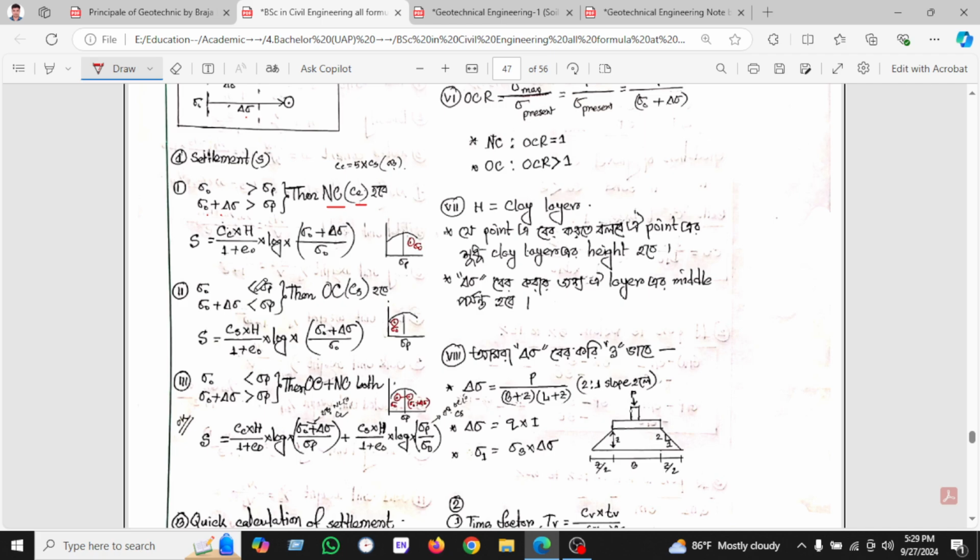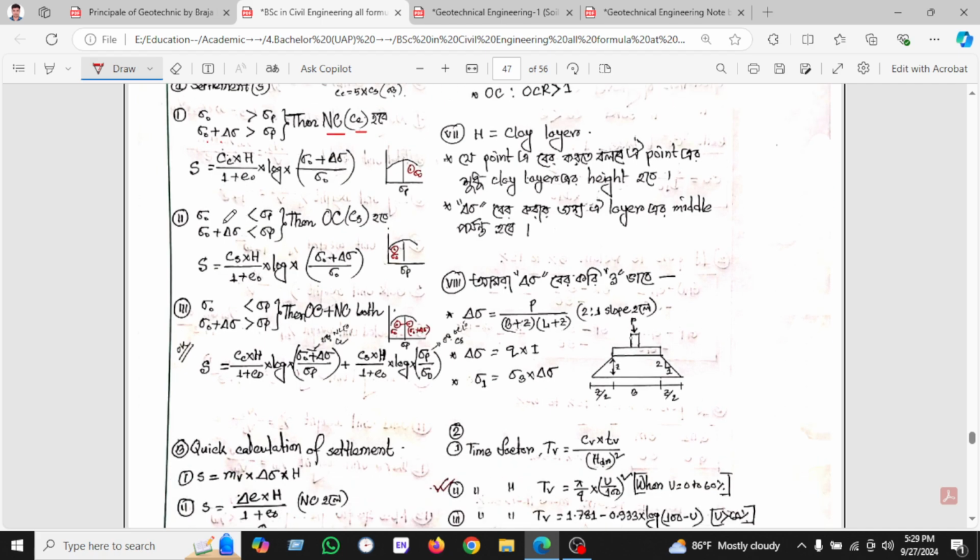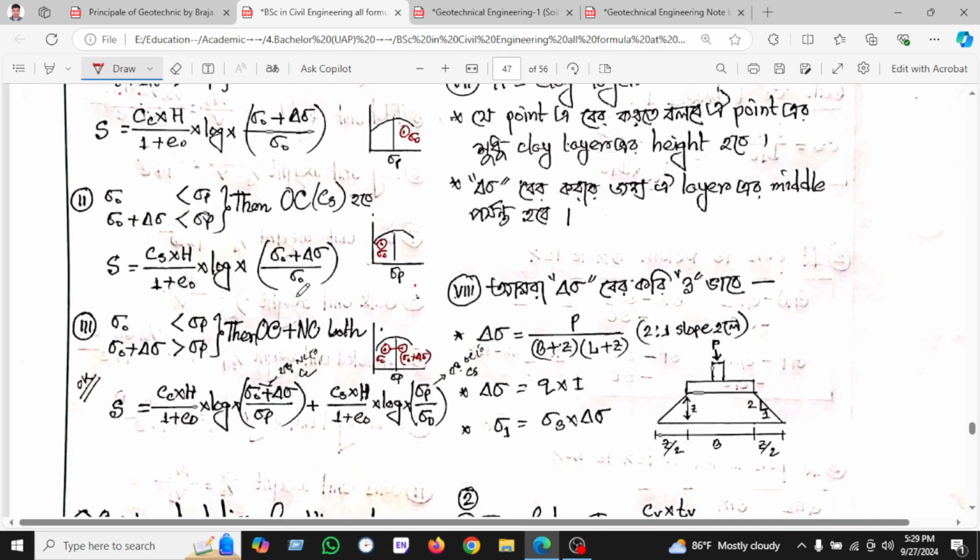And when sigma naught is less than the pre-consolidation stress, and sigma naught plus delta sigma is also less than the pre-consolidation stress, then we use OC, over consolidation, or we use Cs. Here is the settlement for Cs: Cs times H divided by (1 plus e naught), times log of (sigma naught plus delta sigma) over sigma naught.